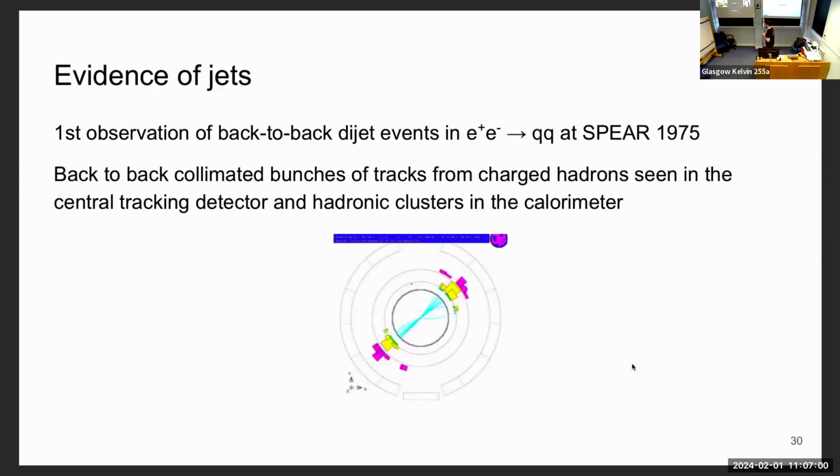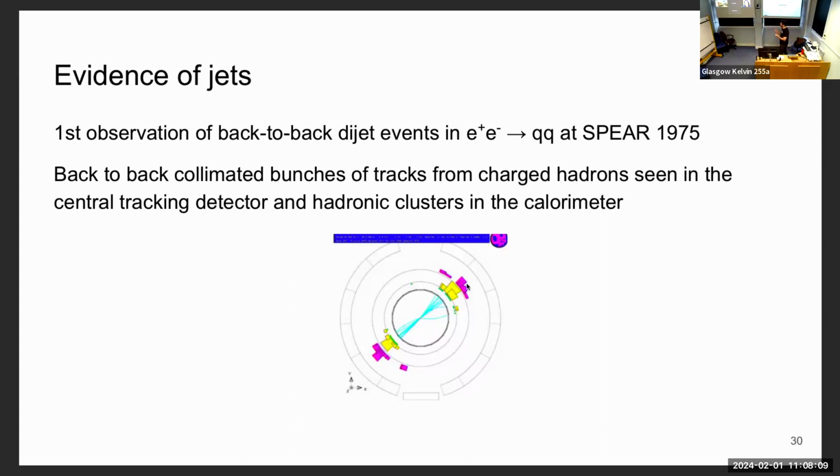Evidence of jets. So first of all, how do you detect jets? It's actually a mixture of detector components. Obviously you need a tracking part for charged tracks, but then you can match them to clusters in your calorimeter system. And this is what we're seeing here in this picture. You have the light blue tracks in your tracking detector, and then these yellow and purple squares are the energy deposits in your calorimeter system. The first observation of back-to-back jets in e+e- events was done at SPEAR, 1975.